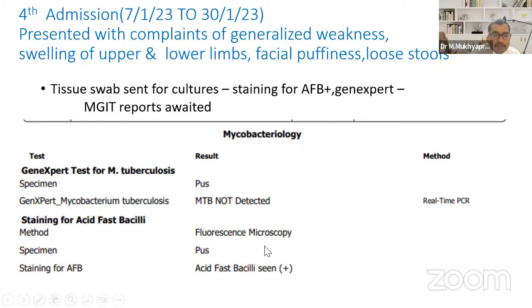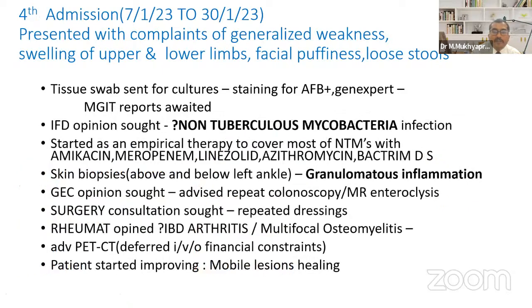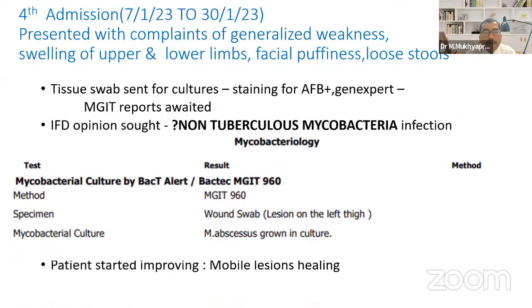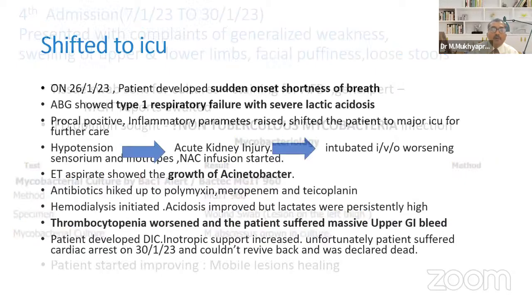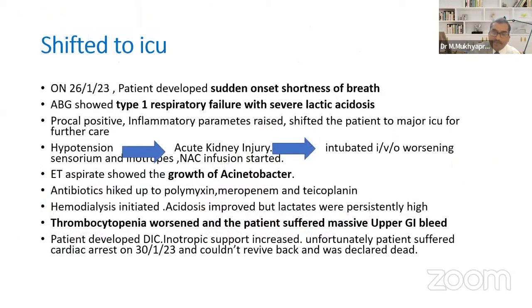Pus, MTB not detected, but culture came positive for acid-fast bacilli. This was reported as non-tuberculous mycobacteria, Mycobacterium abscessus, grown in the culture. This is an atypical mycobacteria, which is a rapid grower, from the skin lesions. So again, we thought we got a diagnosis. At this point of time, he started improving and he started walking around. He was looking much better.